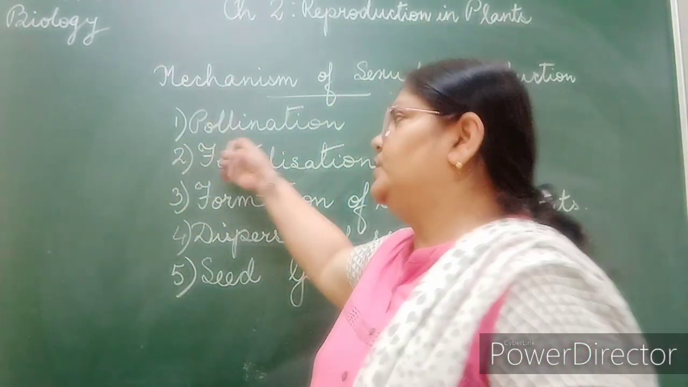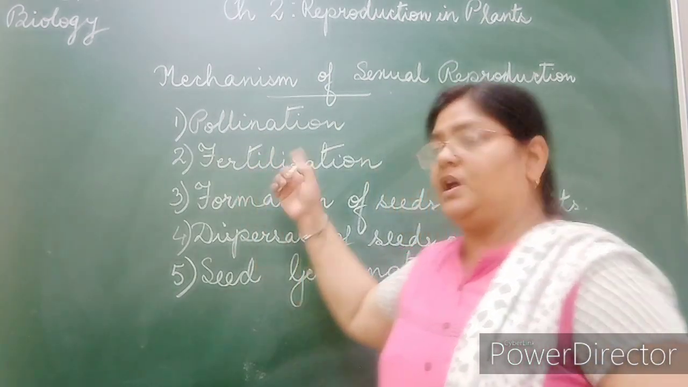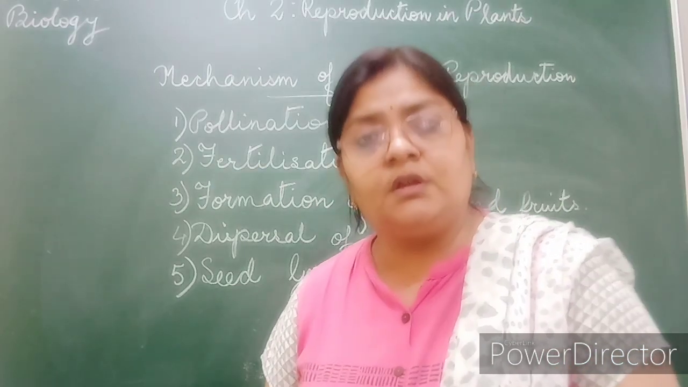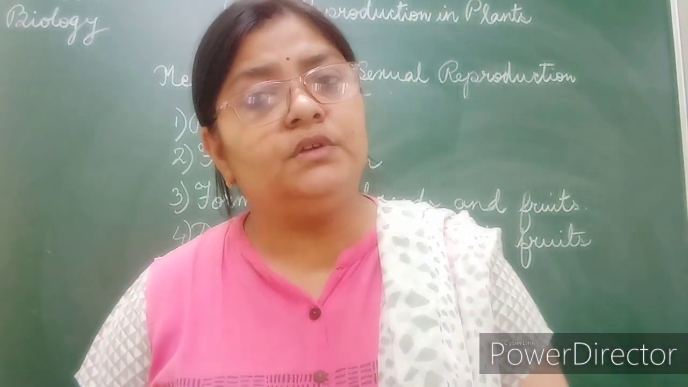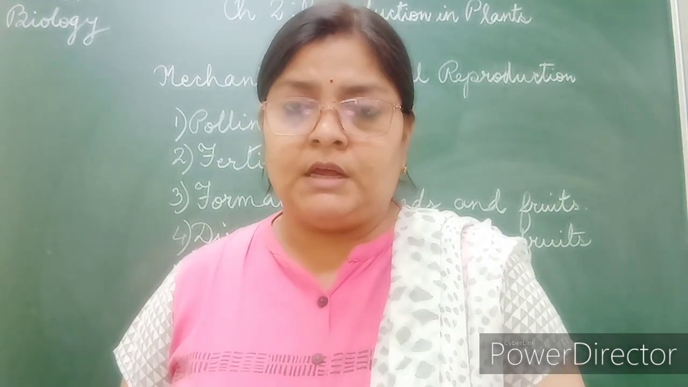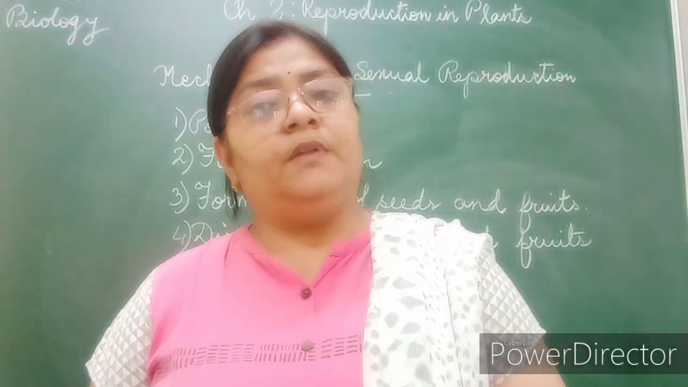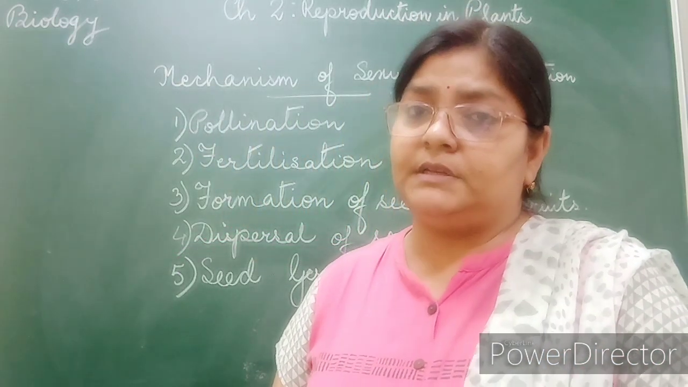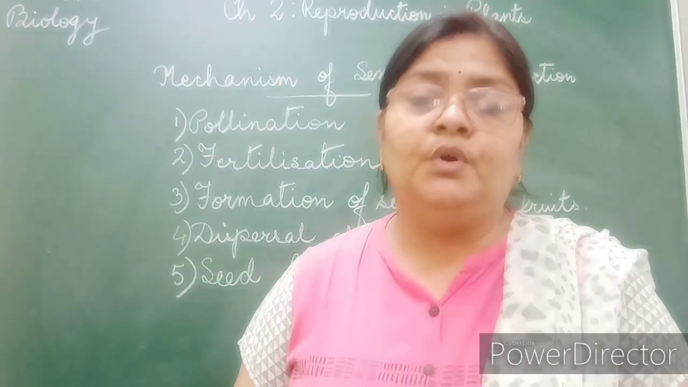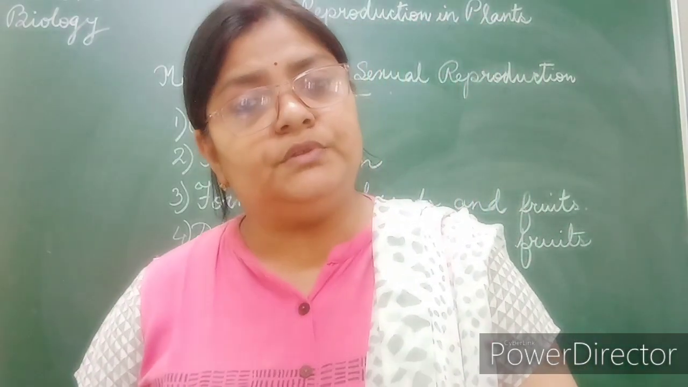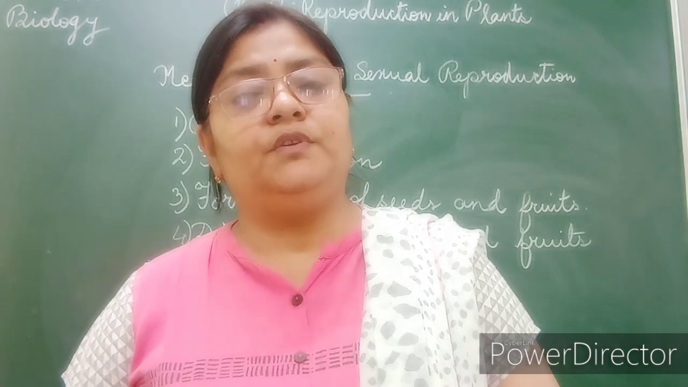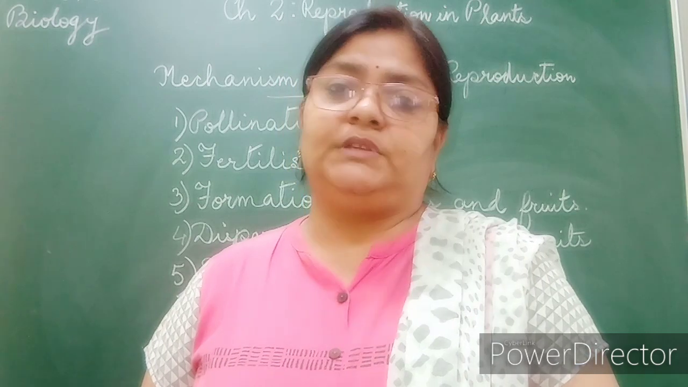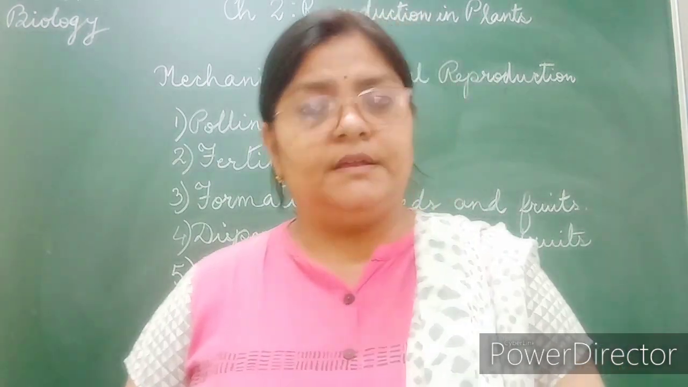Fine. After pollination takes place, that is, the pollen grains are transferred, then comes the next step, that is fertilization. Fertilization is the fusion of the male and female gamete. Now, the male gamete in a flower is carried by the pollen grains, and the female gamete is present inside the ovule. So when these two fuse, the male gamete and the female gamete, the nuclear material comes together, and that process is called fertilization.